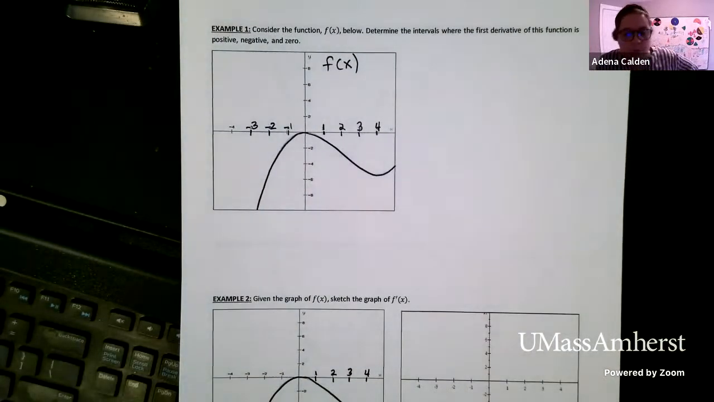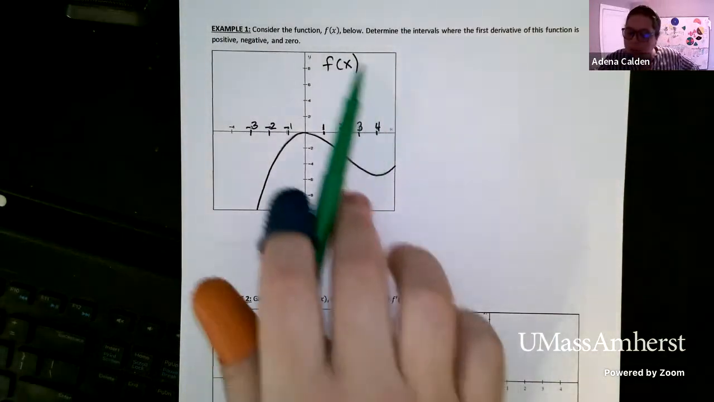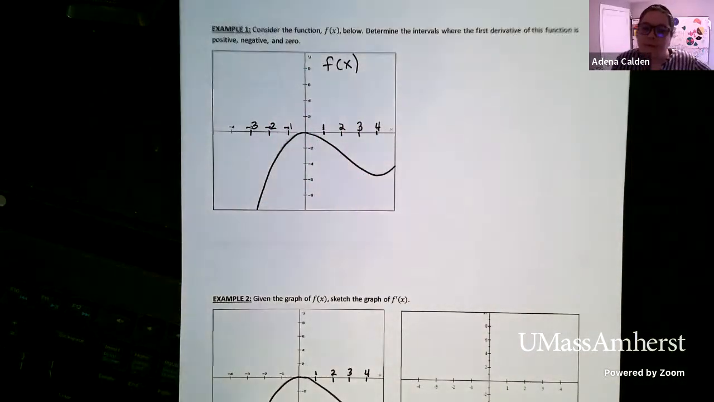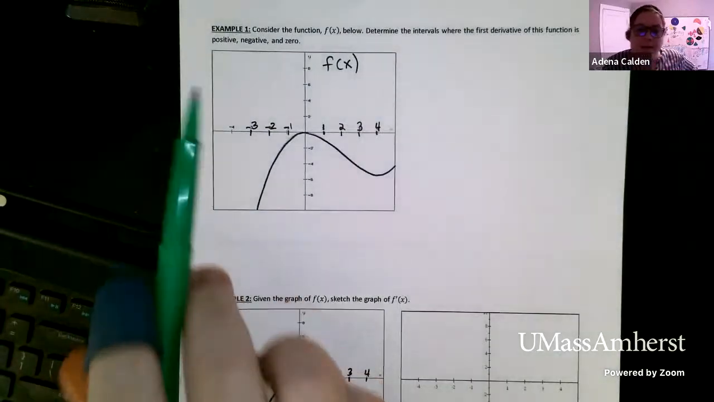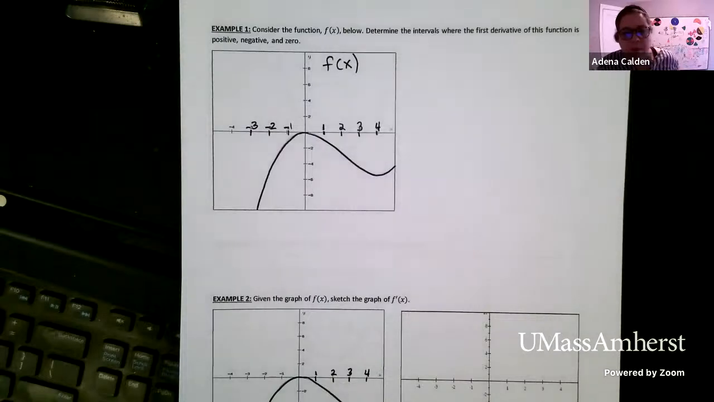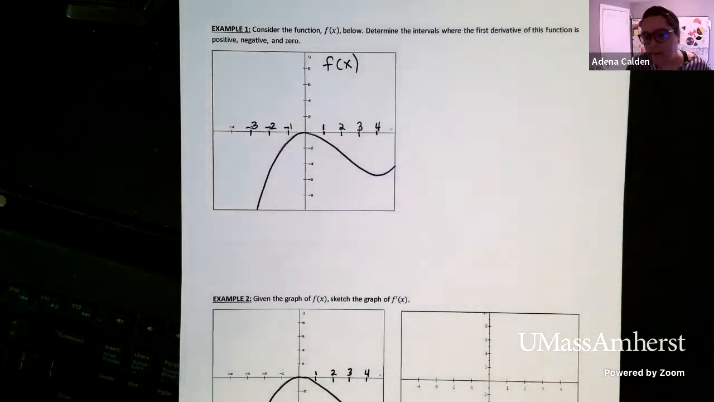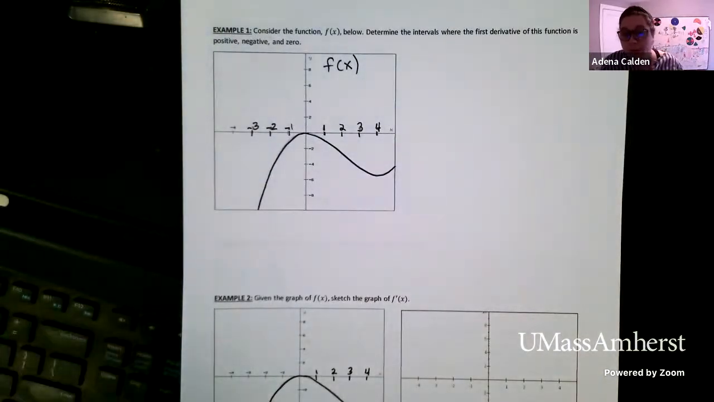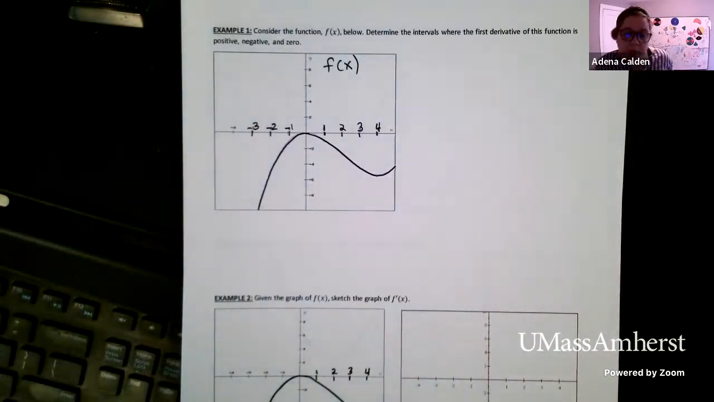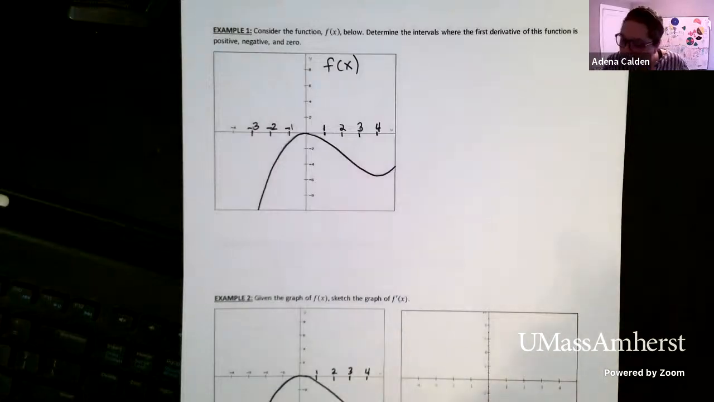Okay, so our first step is we want to look at the original function, f of x, and determine where the first derivative is positive, negative, and 0. So I recommend doing the zeros first. I find that the easiest. You definitely don't have to do it that way, but when I find the zeros first, it helps me split up the intervals.